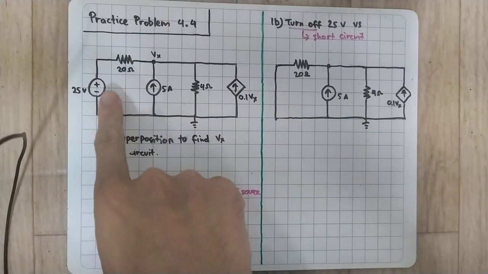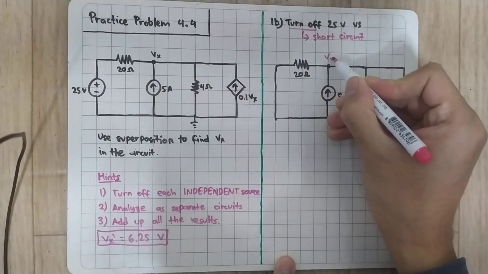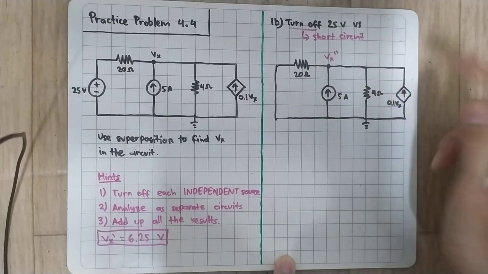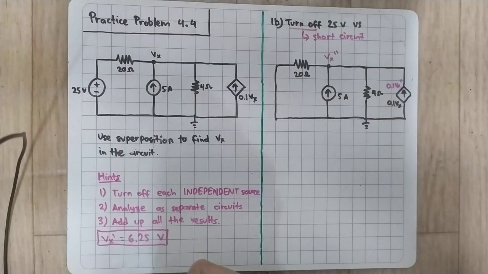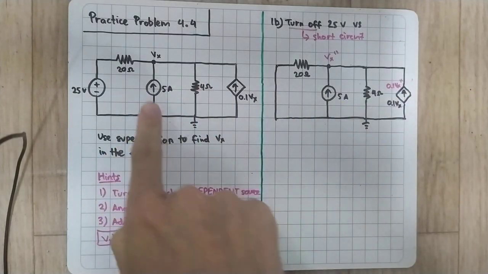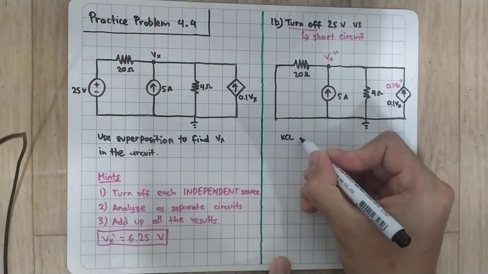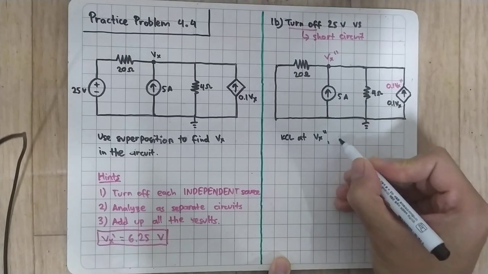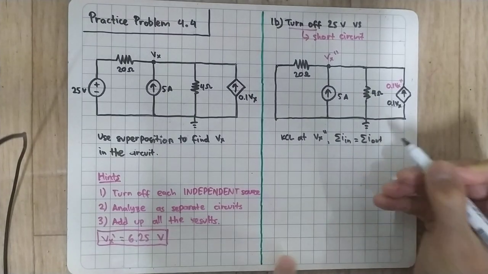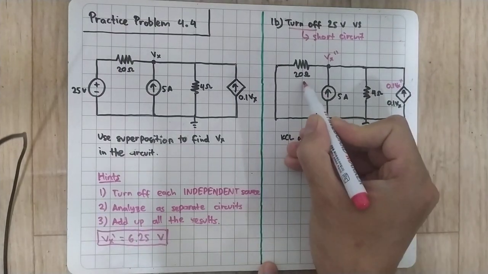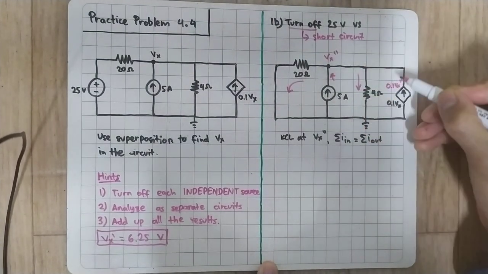Now I have replaced the voltage source here with a short circuit, and we are asked to find this Vx, so let's name this Vx double prime. And because this is Vx double prime, this current source is also 0.1 Vx double prime. So I'm going to do similar things to the previous case with the current source turned off, which is doing KCL at node Vx double prime. KCL says the sum of the current that goes in is equal to the sum of the current that goes out. Let's assume where the current goes. I assume it's going here, and here, here, and there.